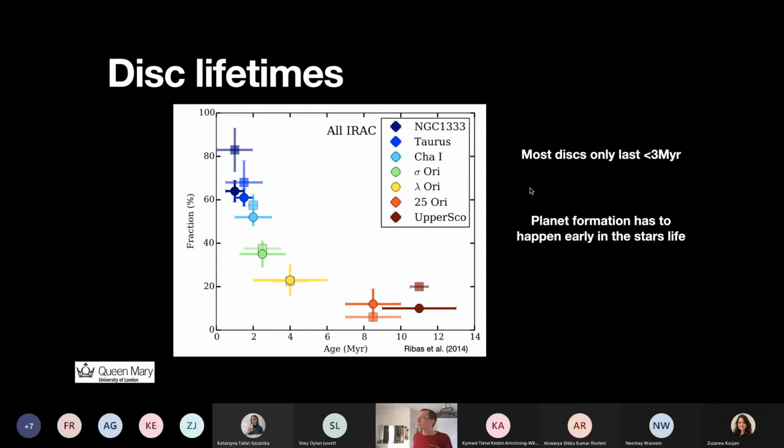So let's, in asking that question, sort of look at a bit of the context of where these disks are found, and how long do they live for.